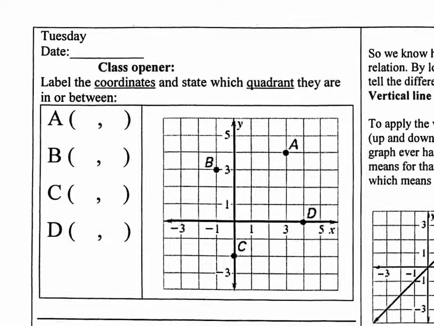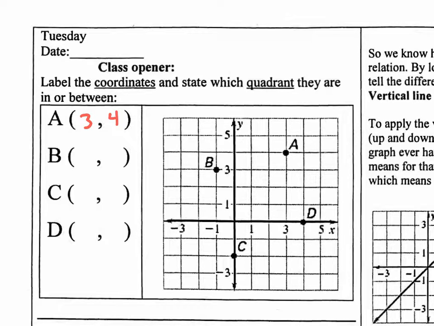Starting the notes right here on 1.6, 1.7, starting with this class opener. It says label the coordinates and state which quadrant they are in or between. So let's start with point A. From the origin, obviously it's 3 on the x, 4 on the y. So the location of point A is 3, 4.